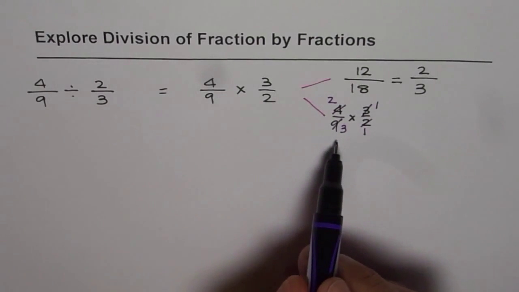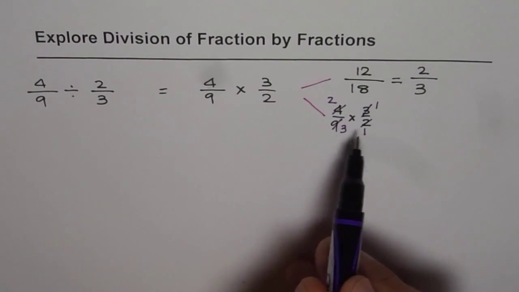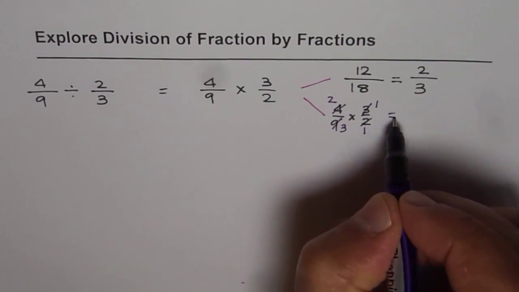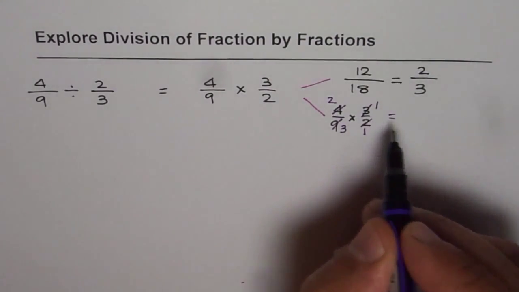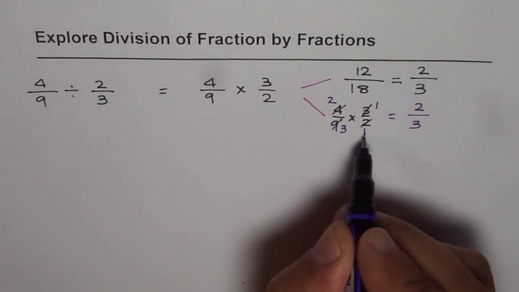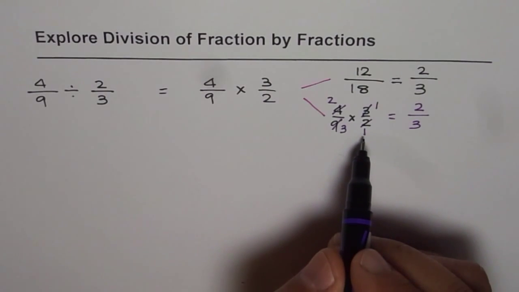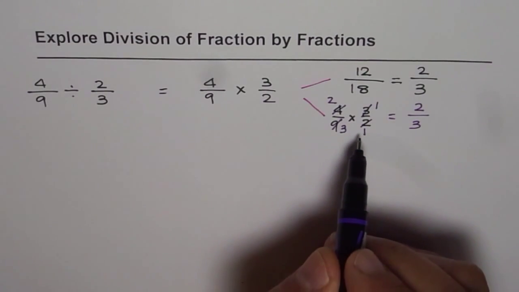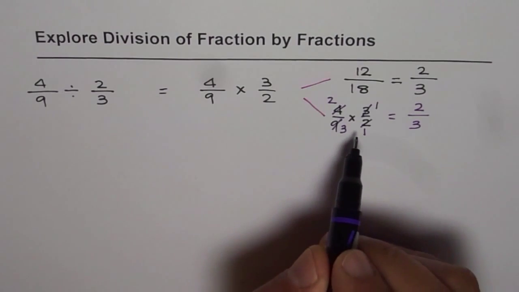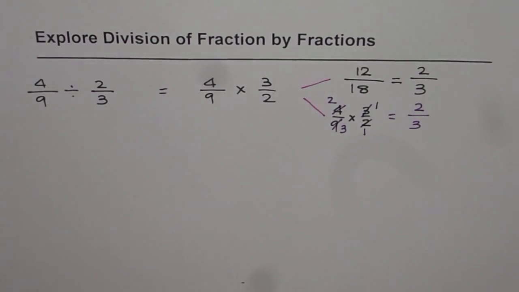So that is how we can simplify our products when we write them as fractions. And now we multiply the numerators. 2 times 1 is 2 and 3 times 1 is 3. In this case we are always dealing with smaller numbers. So that is a huge advantage. So we'll follow the second method from now onwards, right? I hope you appreciate it.